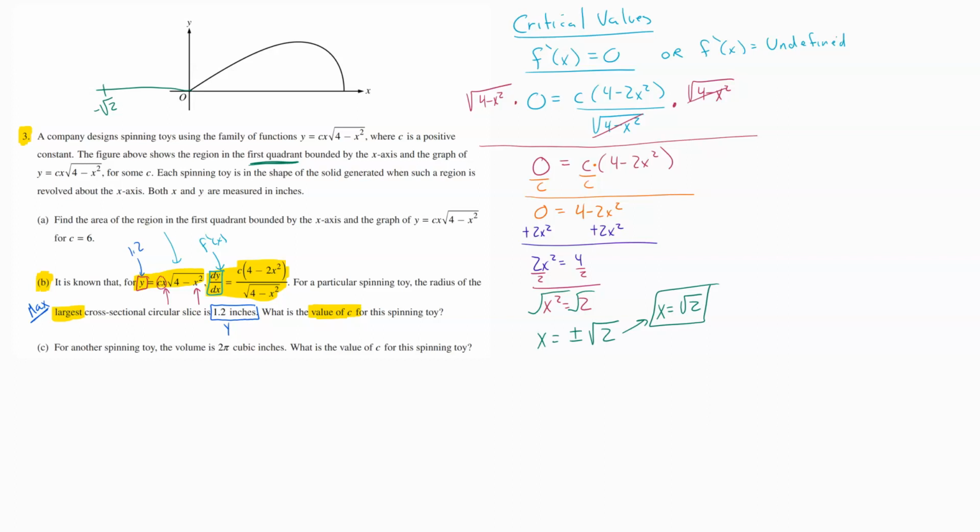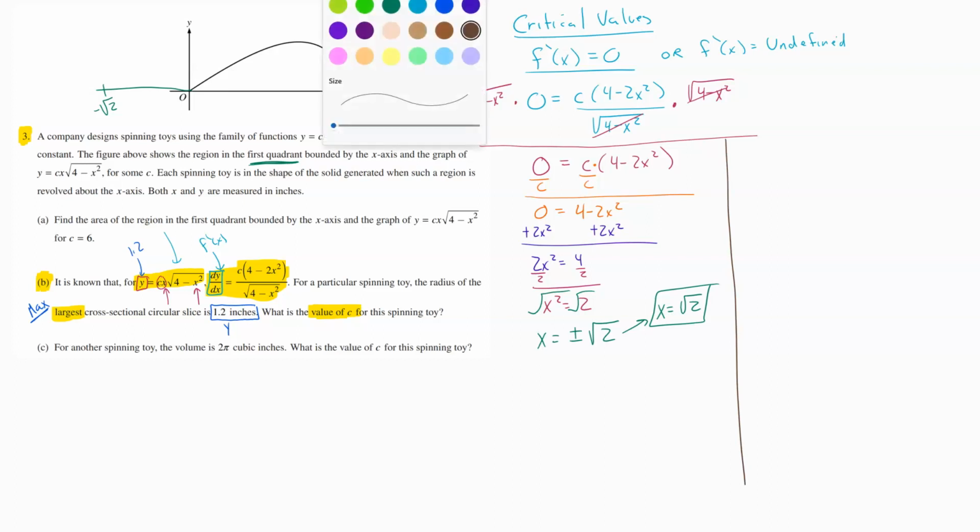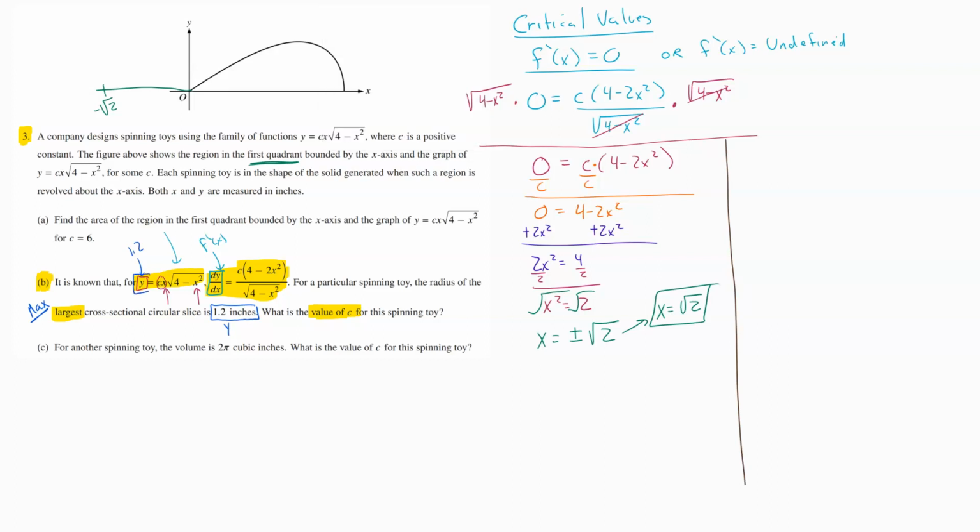We know that the y value, they gave us that already, that was 1.2. And so what we're going to do is we're just going to take that second equation and plug everybody into it, the original function. So instead of y, I would have 1.2 equals c, which I don't know. Then we can plug in for our x. Again, we're looking at this equation right here, the original equation. So everywhere I see an x, I can now plug in the square root of 2.